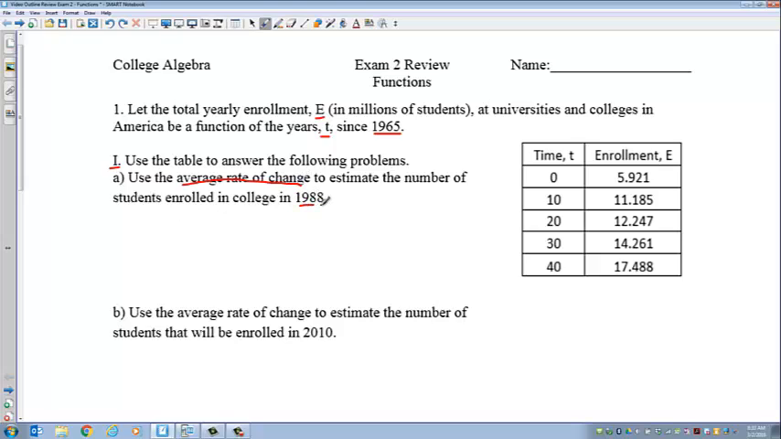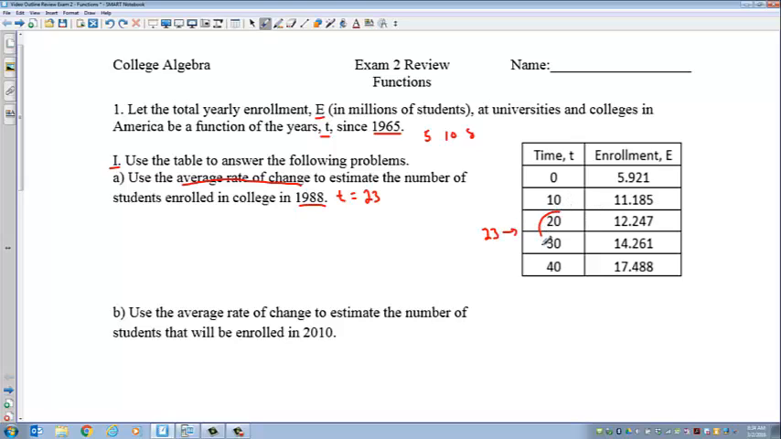Okay, so we want to use the average rate of change to estimate the number of students enrolled in 1988. First we have to figure out what t is equal to. It's like figuring out your birthday if you were born in 1965. So 5 gets me to 70, then 10 gets me to 80, and then 8 more gets me to 1988. So that's 23. We look in our table, and there's not an entry for 23, but you know that 23 is somewhere between 20 and 30.